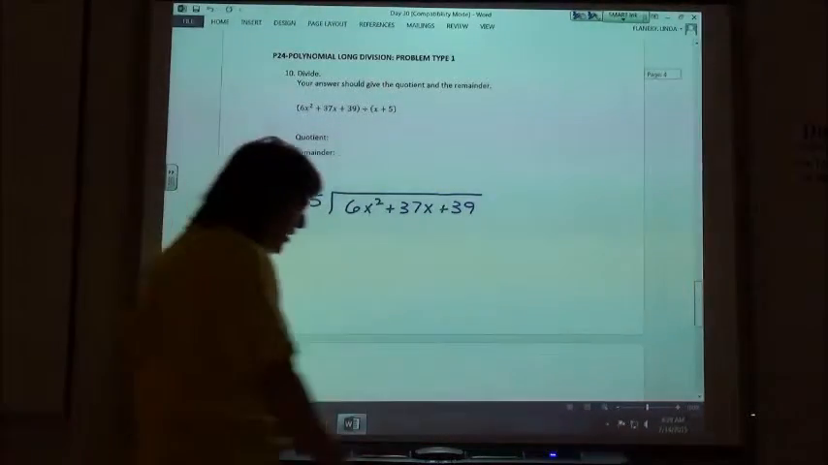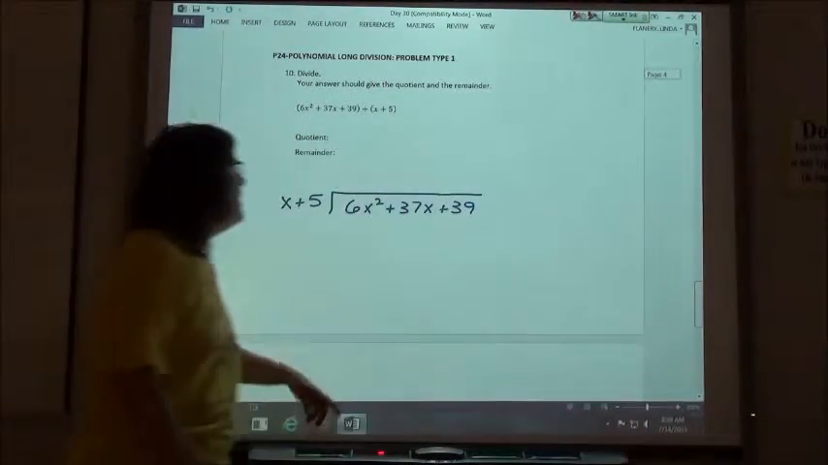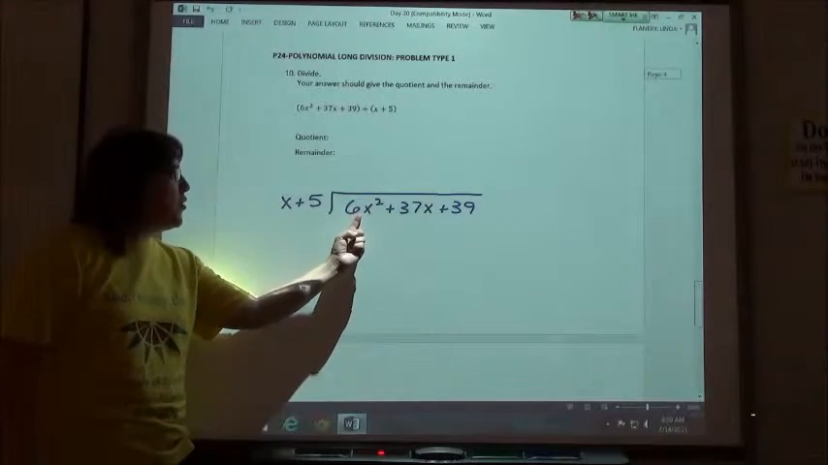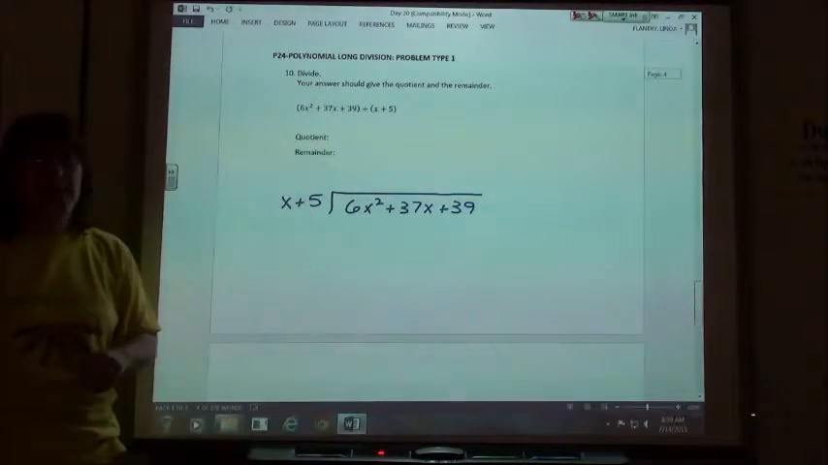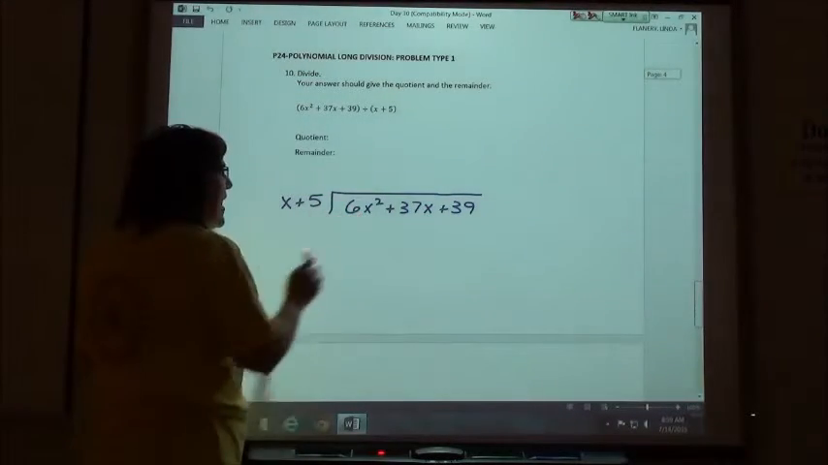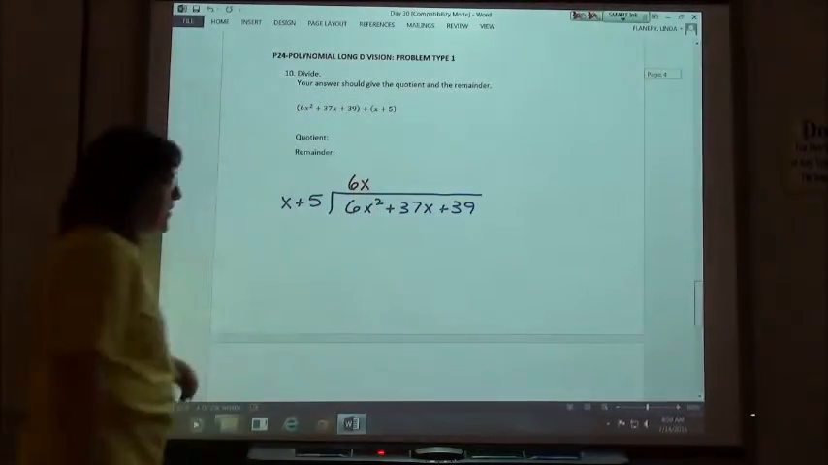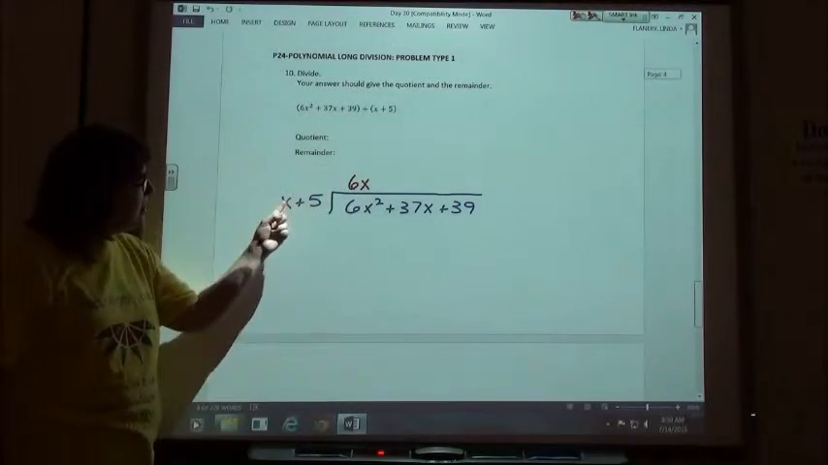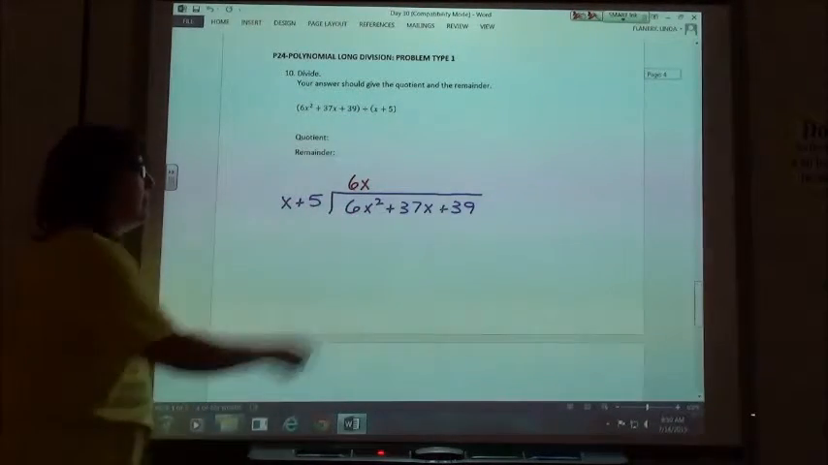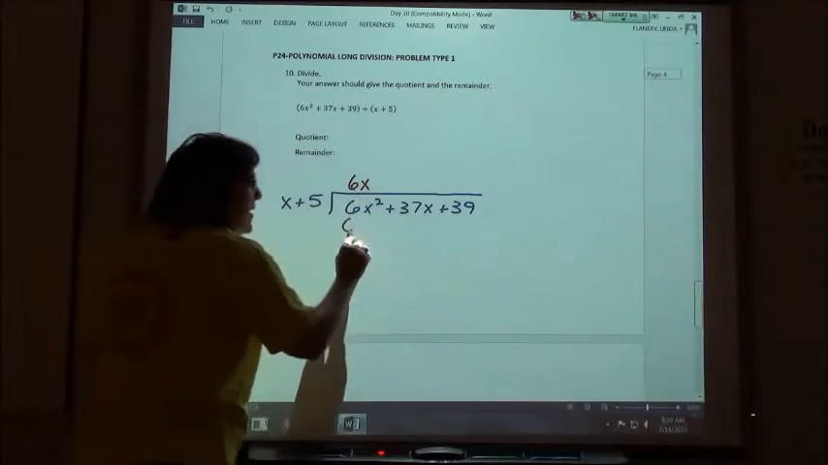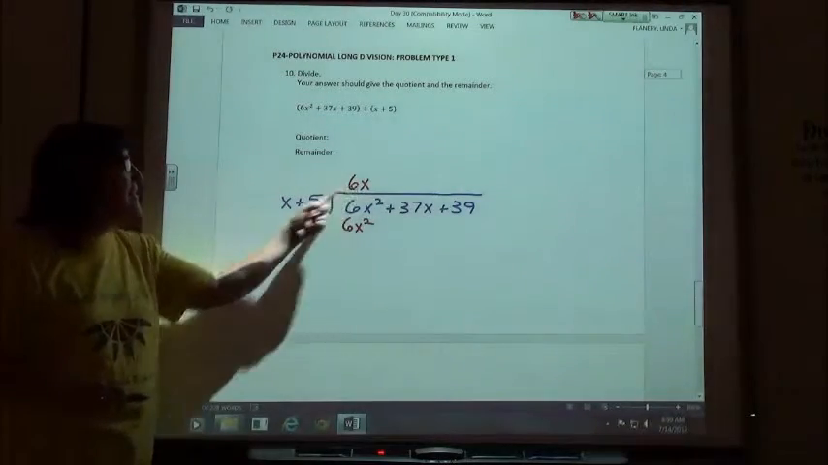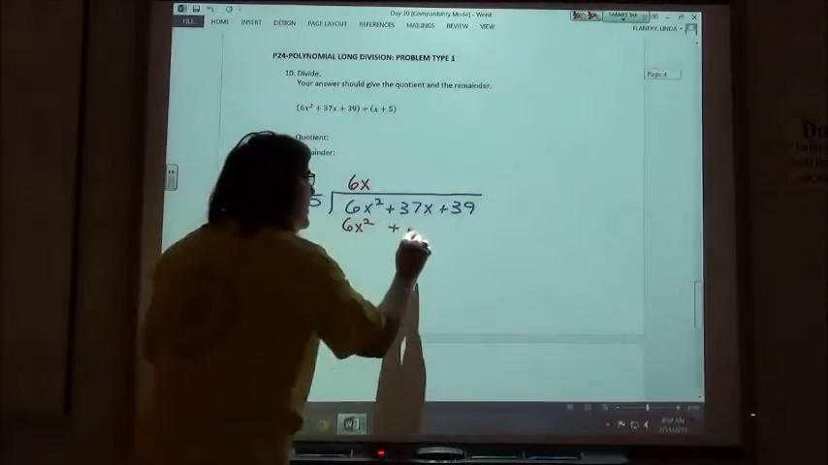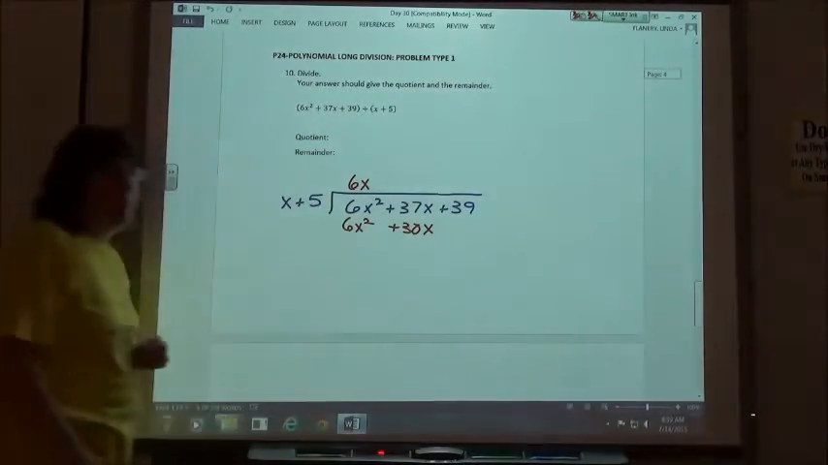So what I'm going to do is basically divide this first term by this first term, or think about what times x would give me 6x squared. Well, if I divide an x out of there, I just need a 6x. What you should be able to do is take this times this and get this exact same thing. 6x times x is 6x squared. Now on my second term, it's probably not going to match up. 6x times 5 is 30x.